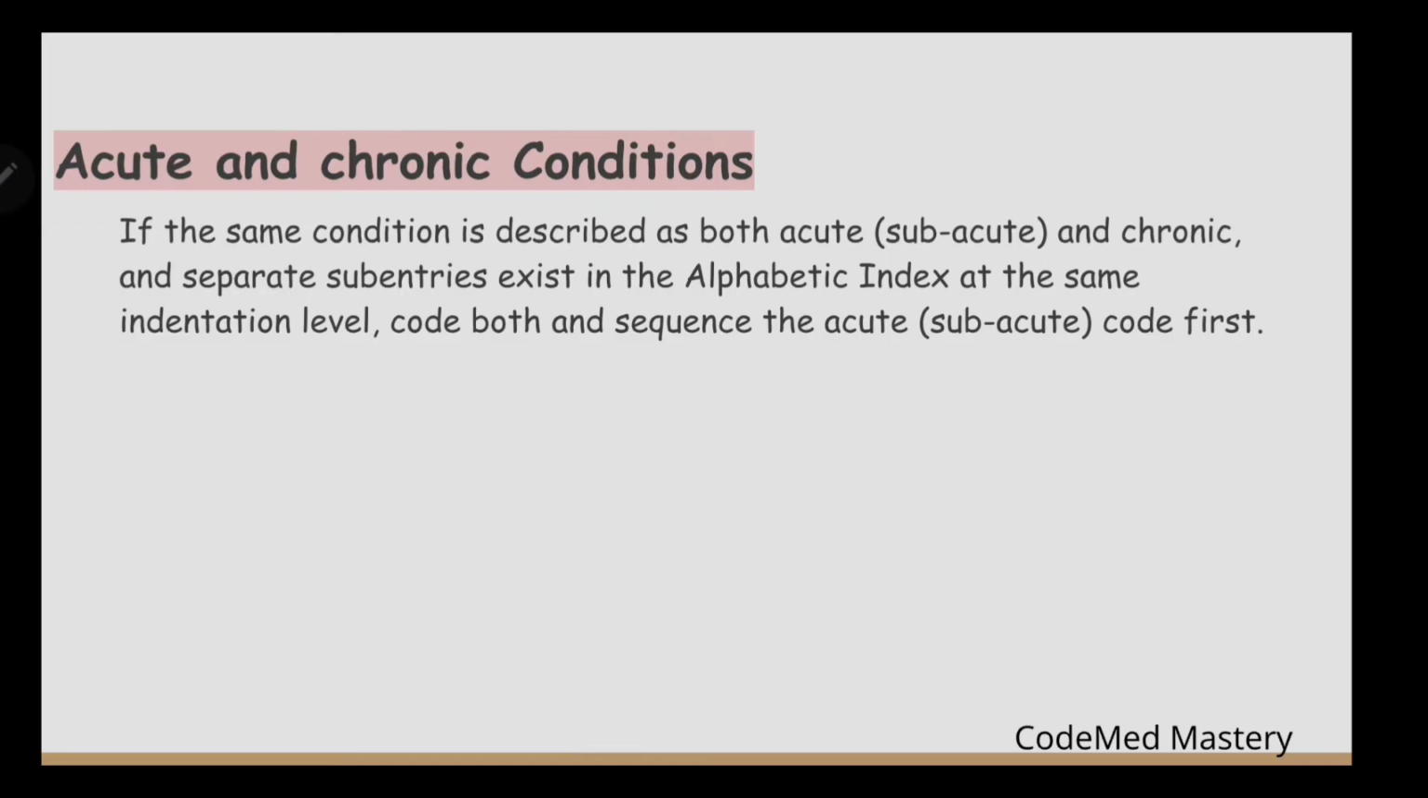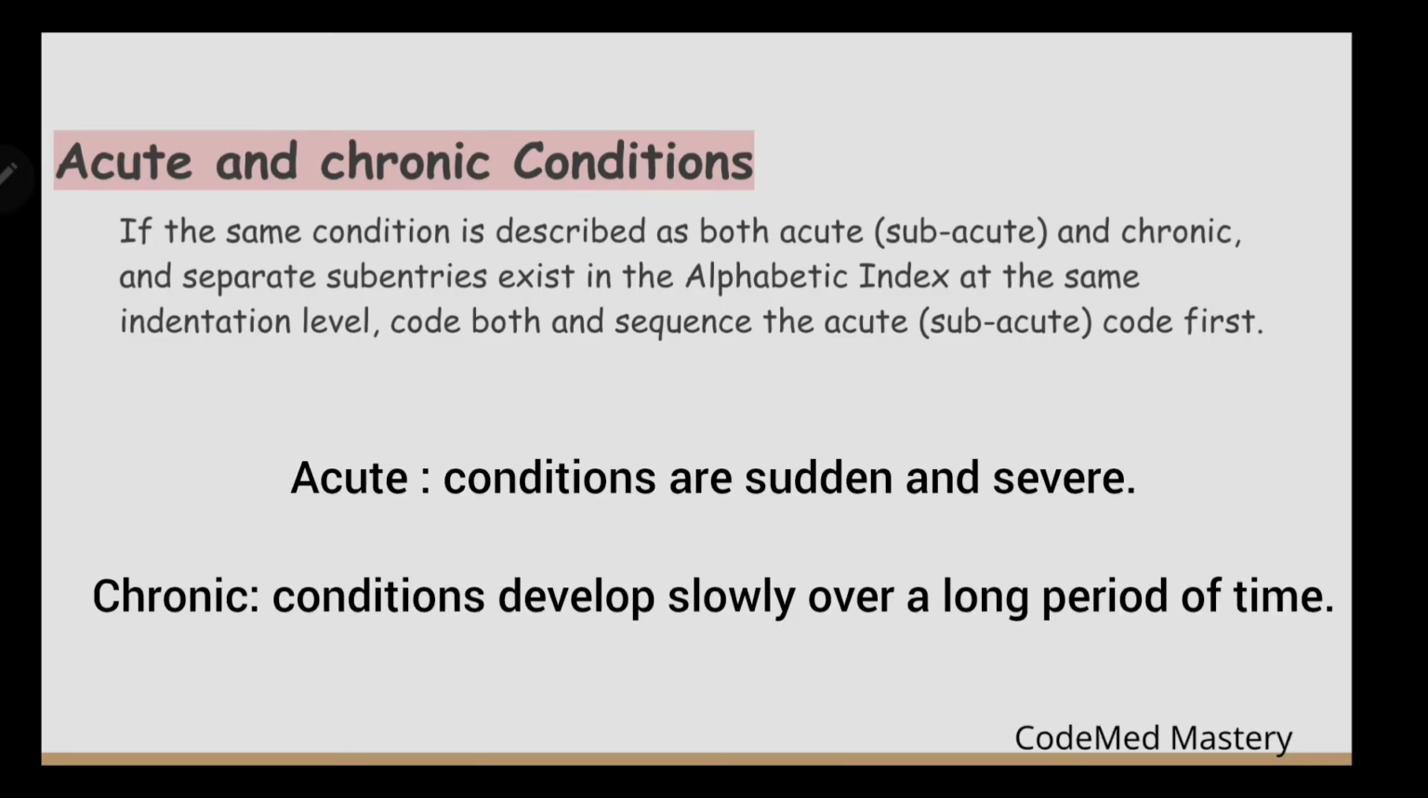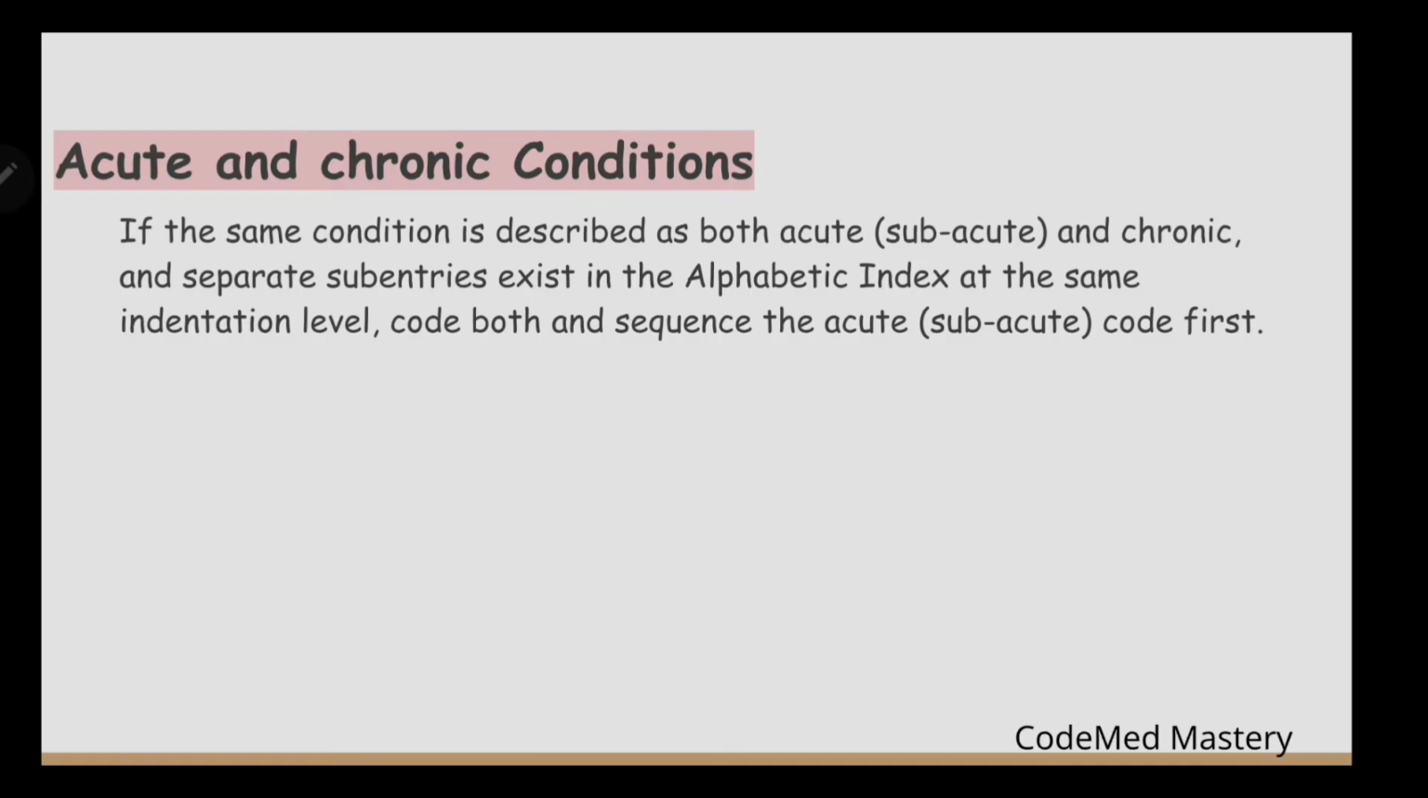Next important guideline is acute and chronic conditions. So what is an acute condition and what is a chronic condition? Acute conditions are sudden and severe, and a chronic condition develops slowly over a long period of time. Let us see the guideline. If the same condition is described as both acute and chronic and separate sub-entries exist in the alphabetic index, code both, sequencing the acute code first. So it means that when an acute and chronic condition is documented and there is a separate code for each, we have to code both. But the rule is that the acute code should be sequenced first.